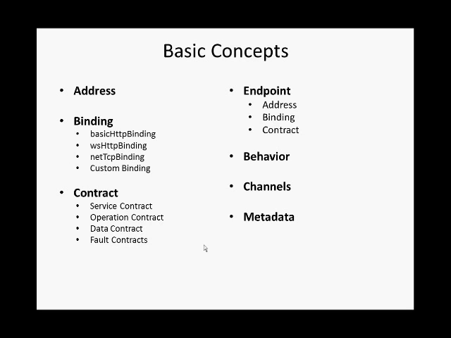If you want to form a sentence out of this, you can say an endpoint says: the address is where to get this particular service; the binding says that if you are using this particular address, you should use this particular binding; and if you use this address and this binding, you are going to get this particular service contract. So basically it's where, how and what. That's what an endpoint suggests.